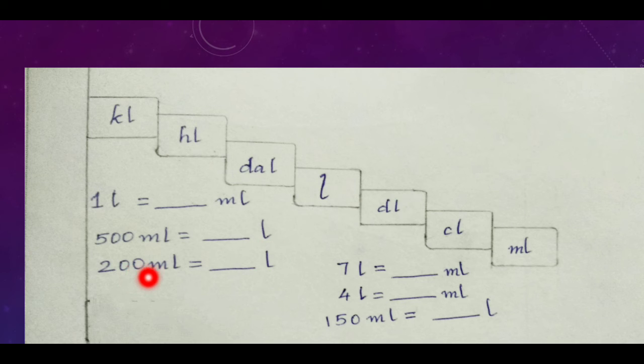Similarly for 200 ml, in liter, ml to liter, 3 steps we have to move. So we have to move decimal point 3 places to the left. So start here, 1 place, 2 places, 3 places are skipped. We have moved 3 places. Decimal point should be placed in front of 2. So 0.200 liter or 0.2 liter.